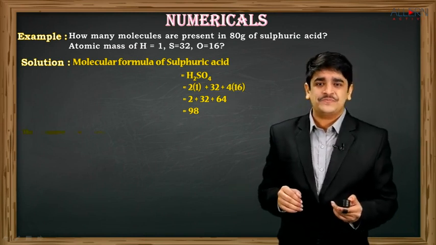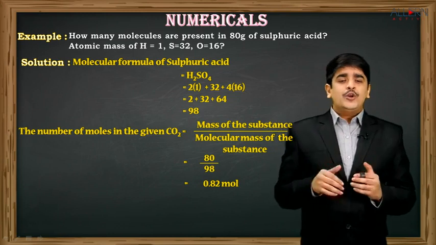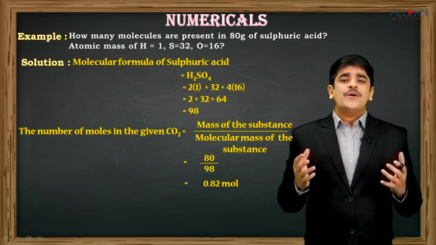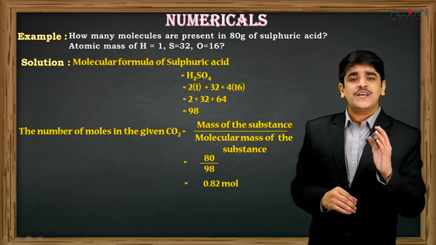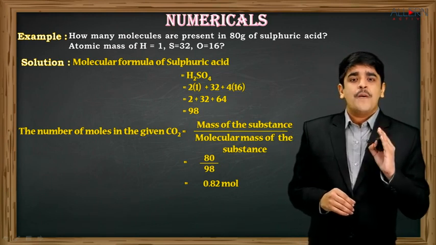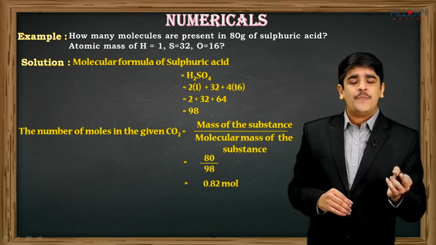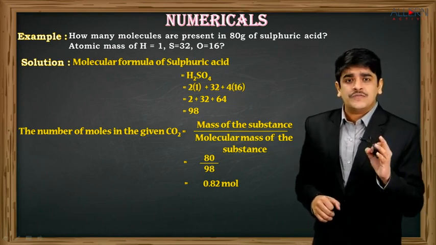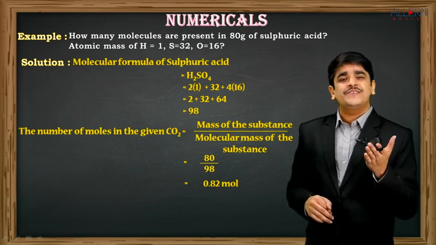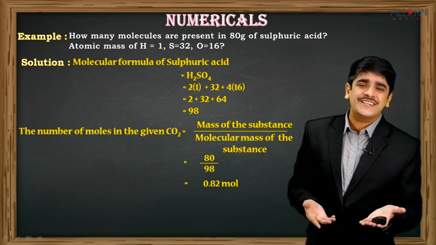Great, isn't it? So, how do we calculate the number of moles? We know number of moles has a very, very simple formula. The number of moles of sulfuric acid are given as mass of that particular substance upon the molecular mass of that particular substance. Where is the mass of the substance given? It is given in the sum. How much is it? 80.